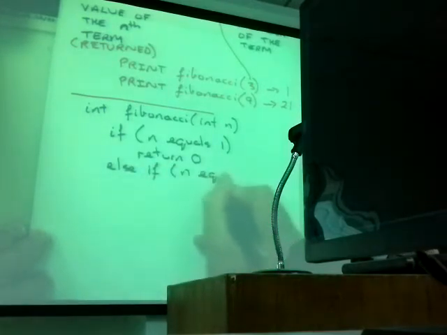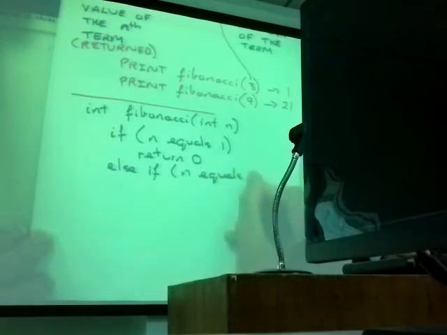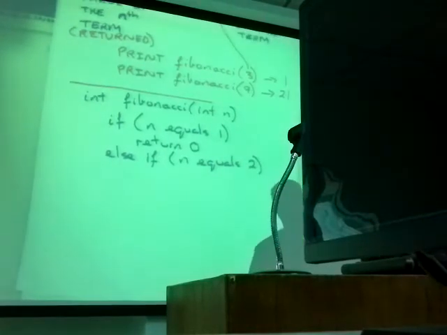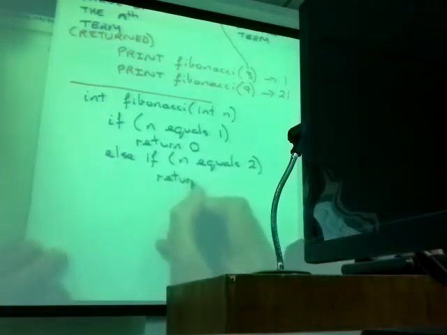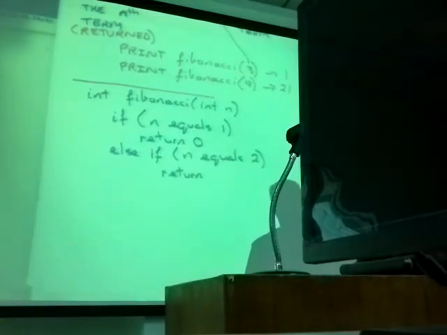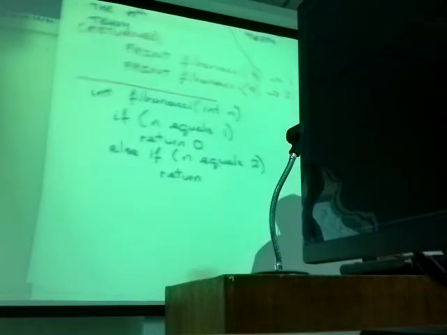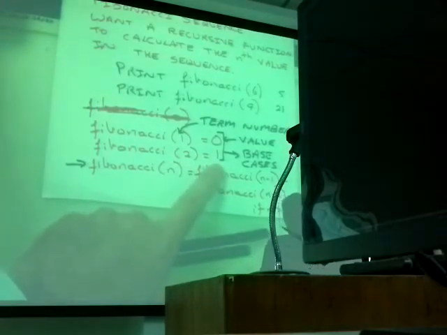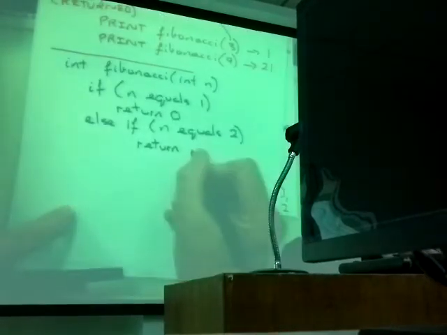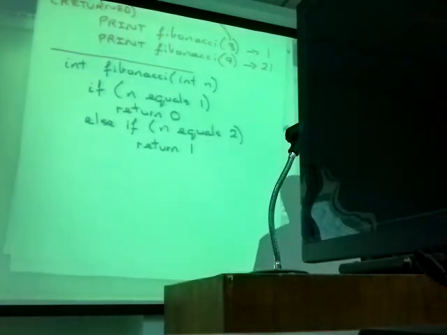If n equals 2, which is our other base case, then what do we return? If n is equal to 2, the answer is 1. That's right. So we return 1. It's the second case.